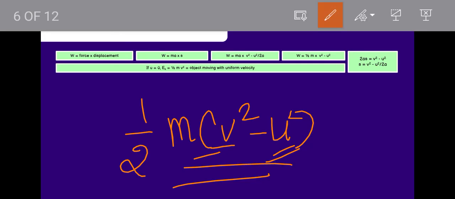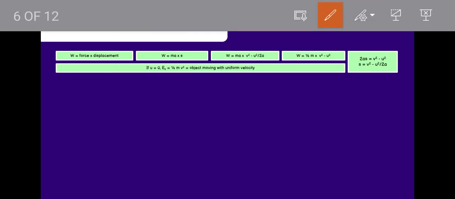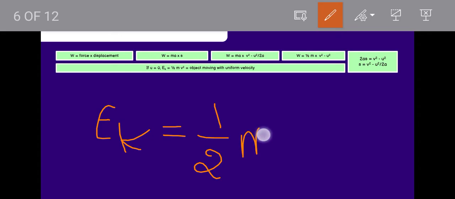Okay, it is in a uniform velocity. So when in uniform velocity, it will have the same velocity overall. Thus, the formula for kinetic energy will be half mv square, where u is equal to 0.